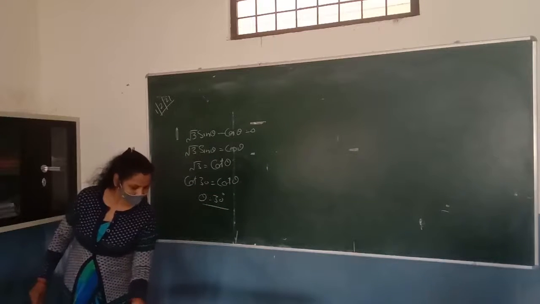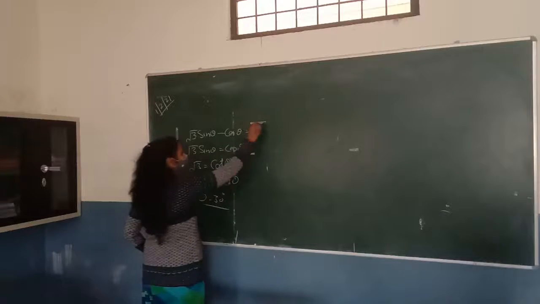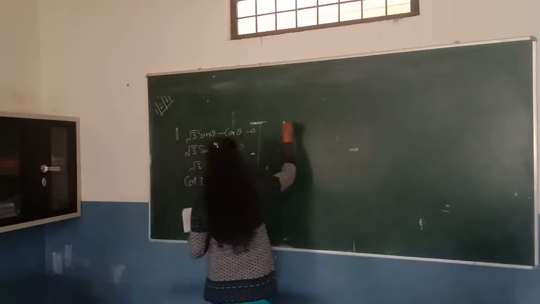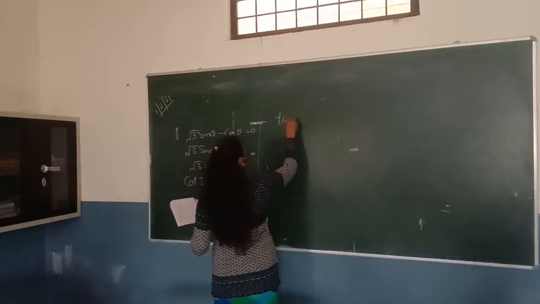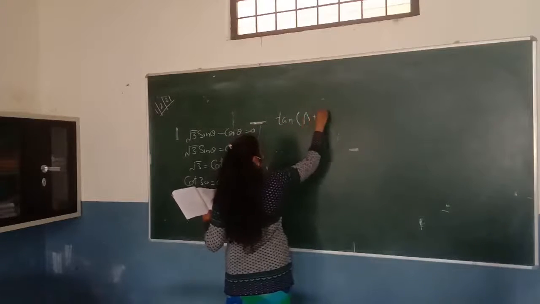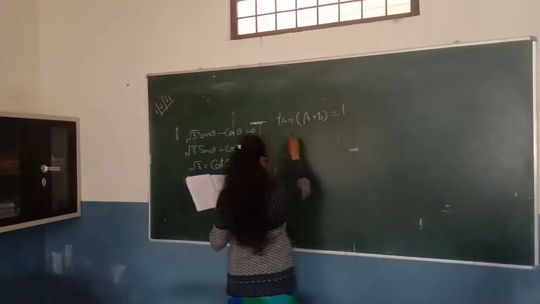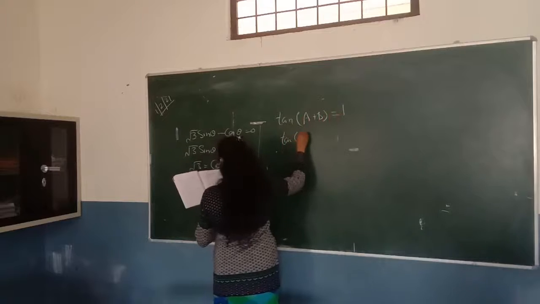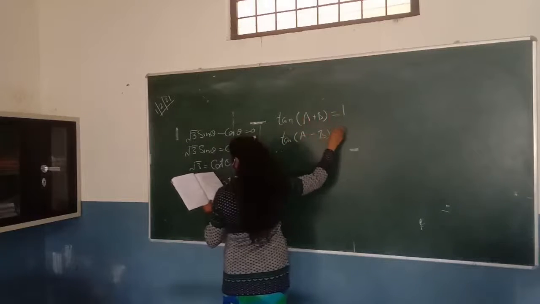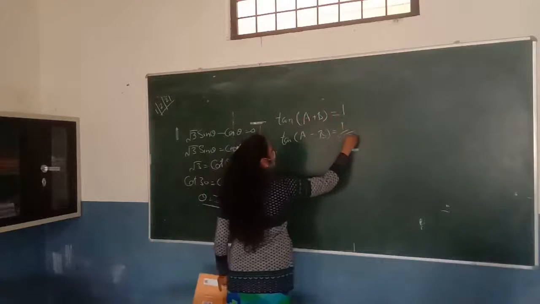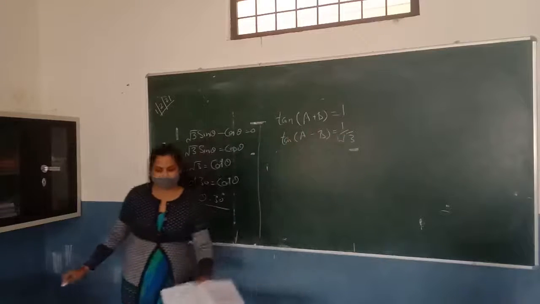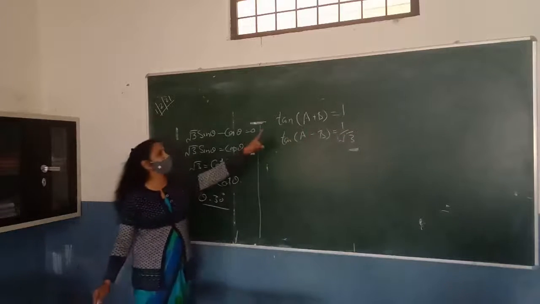Now the next question is an important but easy question of the NCERT book. If tan (A plus B) is equal to 1 and tan (A minus B) is equal to 1 upon root 3. Mansi, for which angle is the value of tan theta 1?